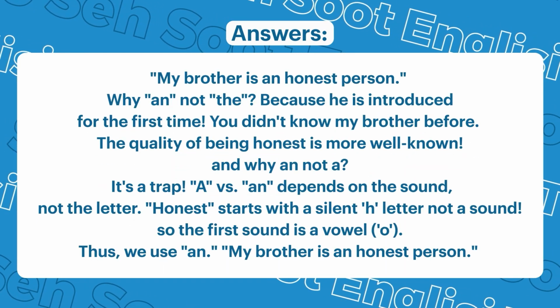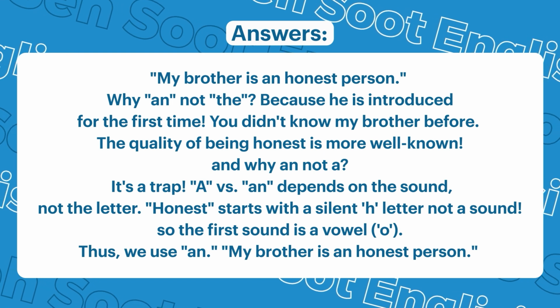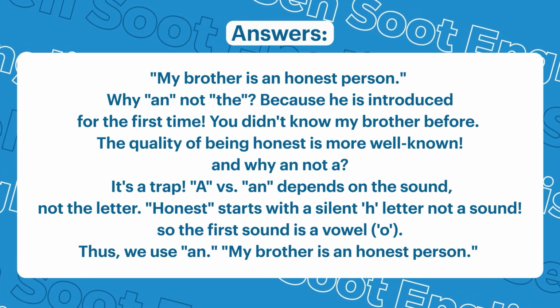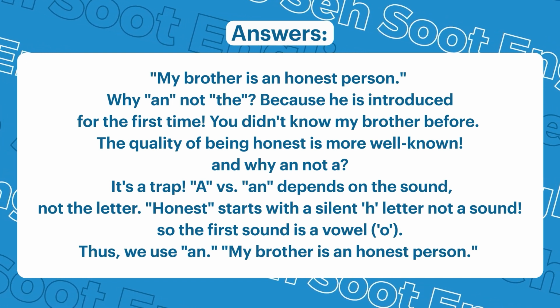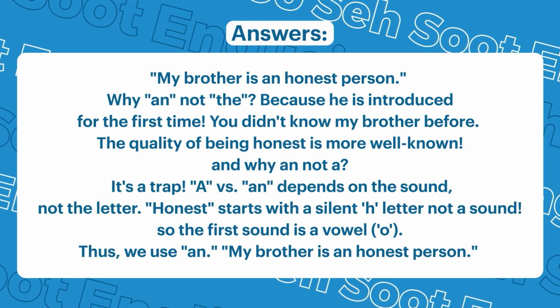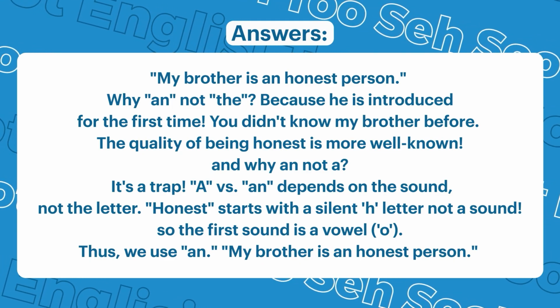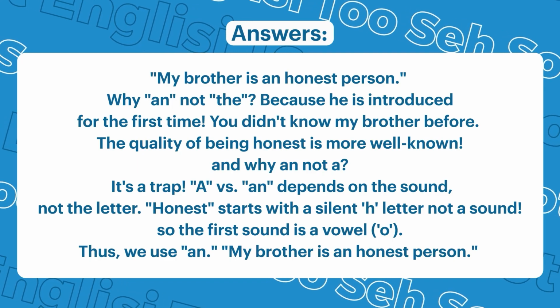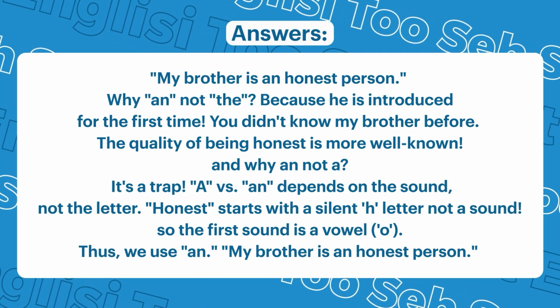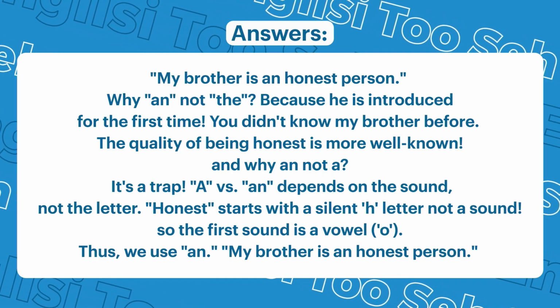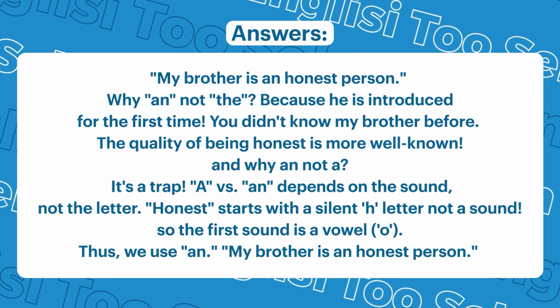Number 5, my brother is an honest person. An. So why an? It is a trap. Remember, a versus an depends on the sound, not the letter. So honest starts with the silent h, so the first sound is a vowel, o. Thus we use an. My brother is an honest person.